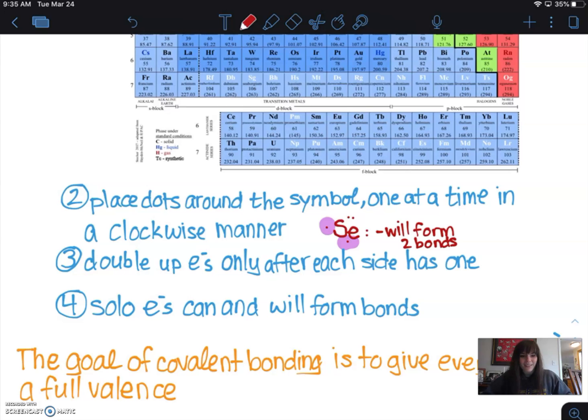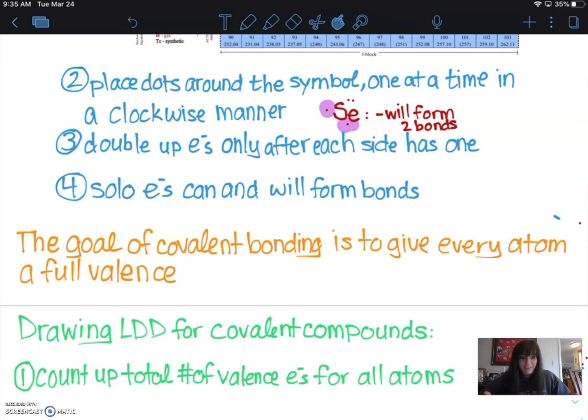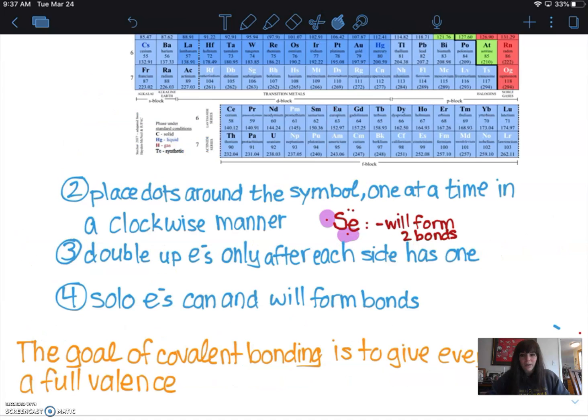Just remember that the goal of covalent bonding is to give every atom a full valence. Unlike ionic bonding, where one element basically steals all the electrons, covalent compounds share their electrons equally. The purpose is to have every single atom, no matter if it's 2 or 17, have a full total valence. So that was a review.